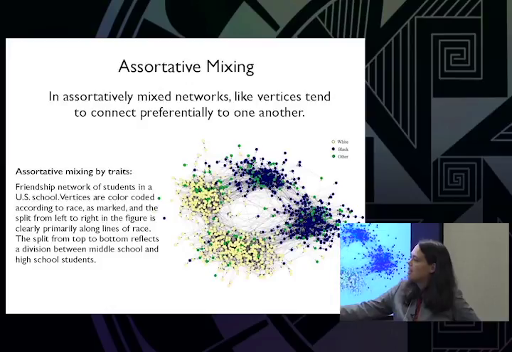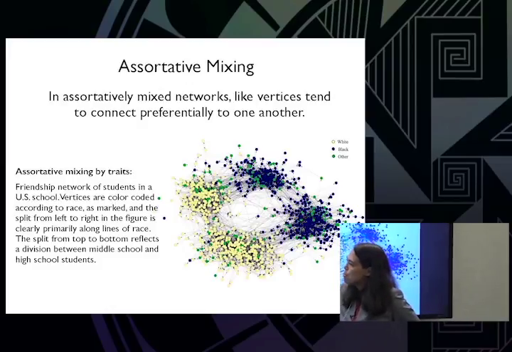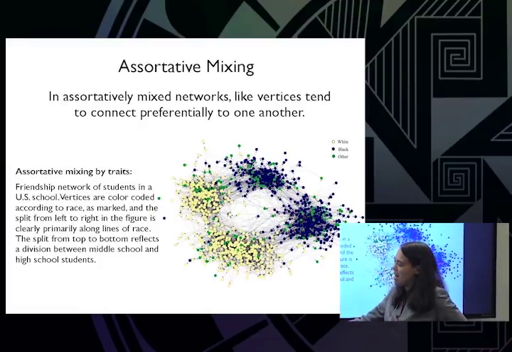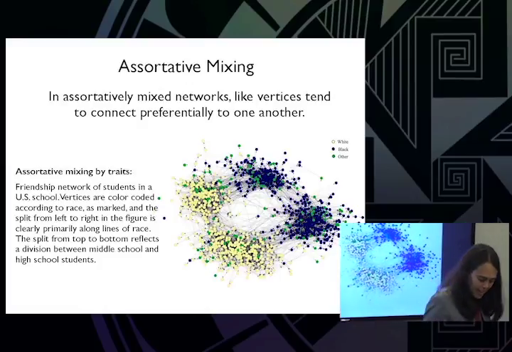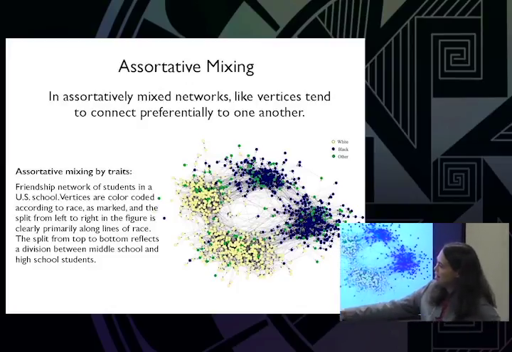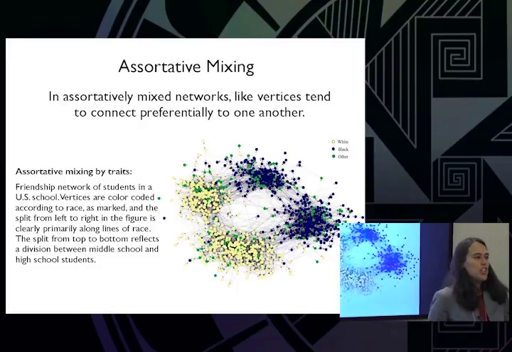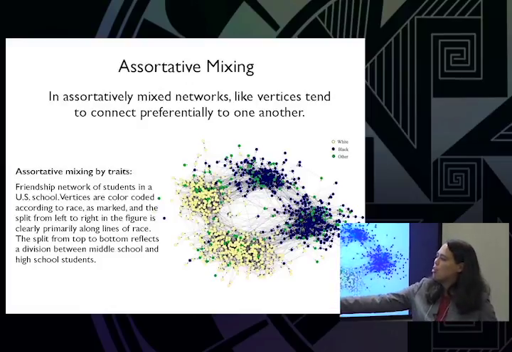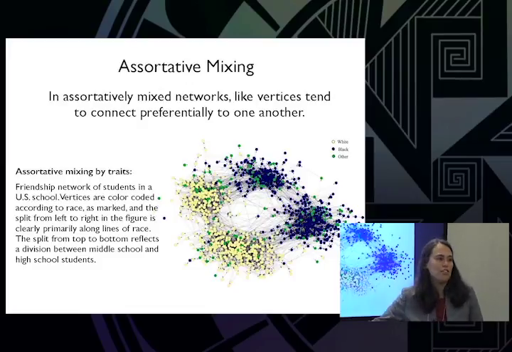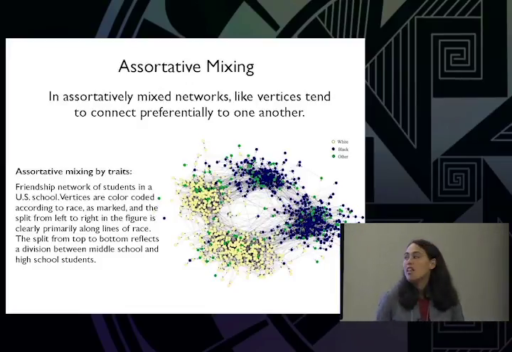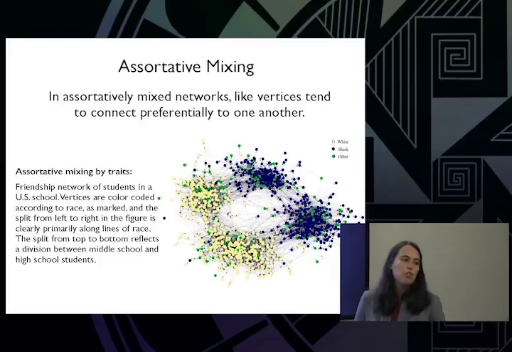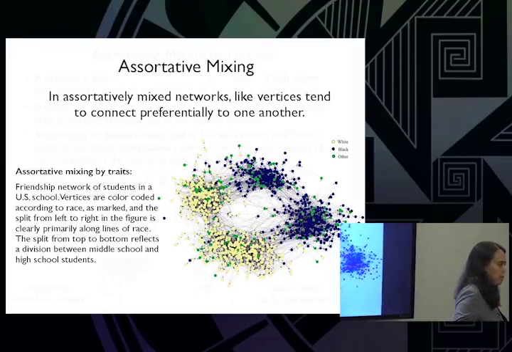So what's interesting is you see these 4 groups, there's this divide along this diagonal here according to race, where students are more likely to connect to other students of the same race, but there's also a divide along this diagonal, and that actually is according to age. Students are more likely to connect to their own age group. So these are high school students, and these are junior high school students. And so this is assortative mixing, an example according to two different traits, race and age.